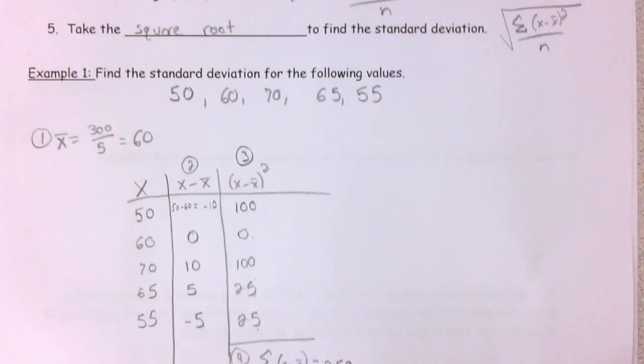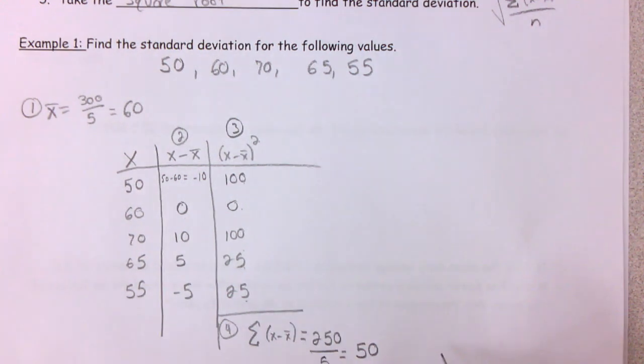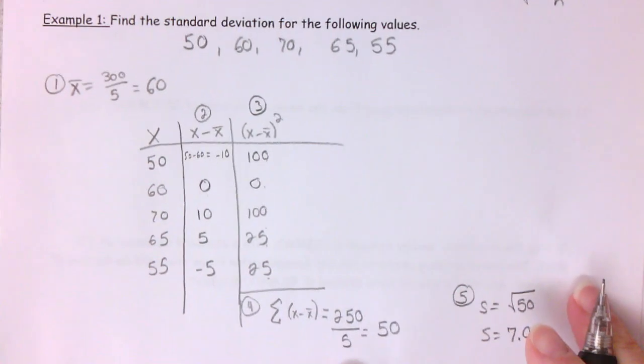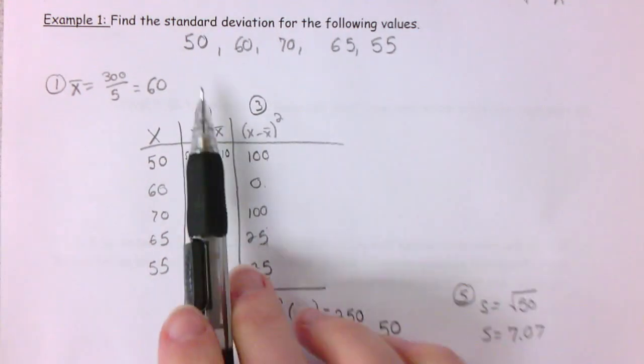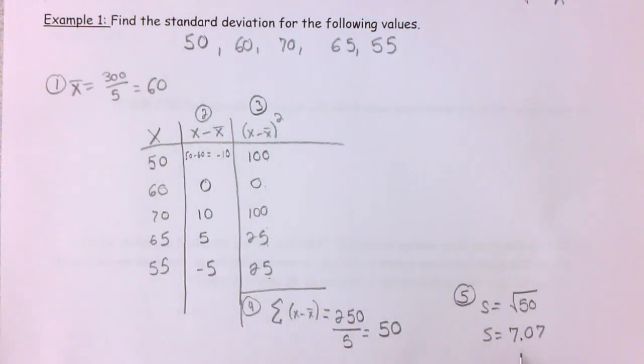And then the last step is to just take the square root. So I will take the square root. So step 5, s equals the square root of 50, so s equals 7.07. So what this means is that each of these values deviate from the mean, which is 60, at an average of 7.07. Okay, so we can start to look at standard deviations and what those numbers mean.